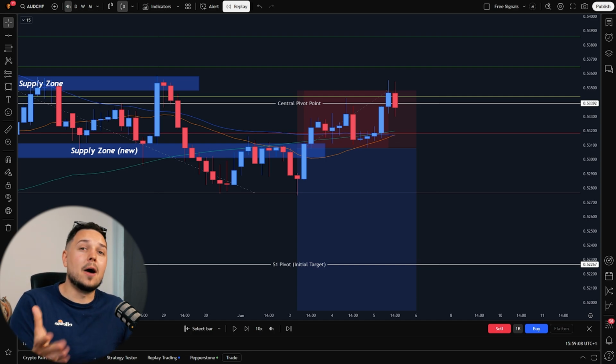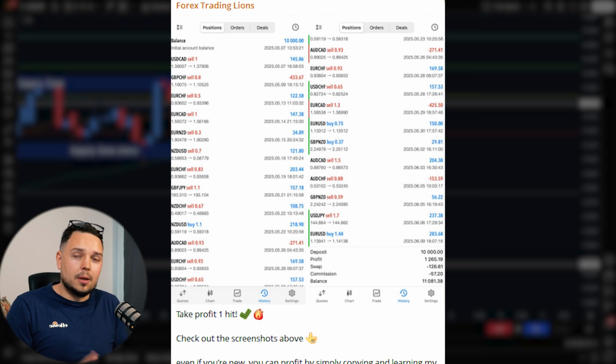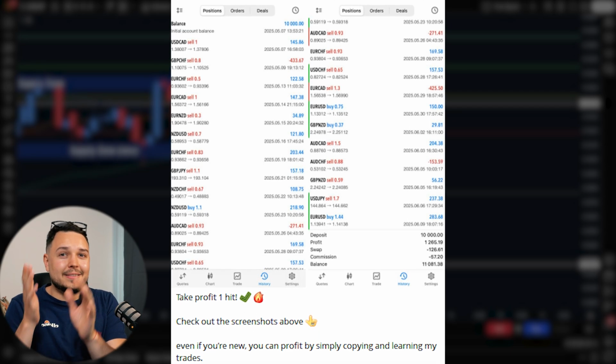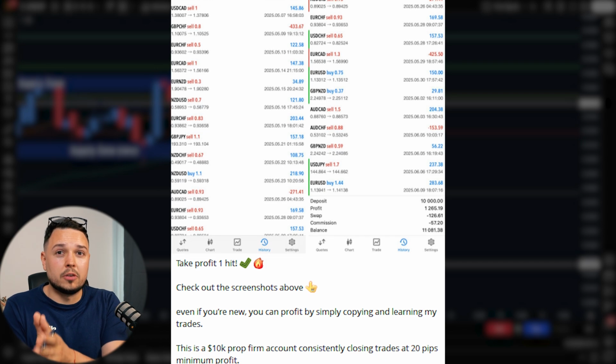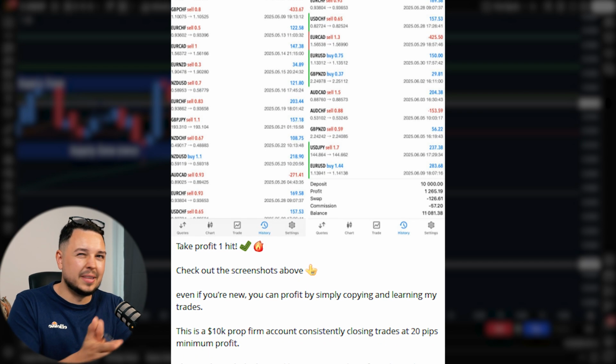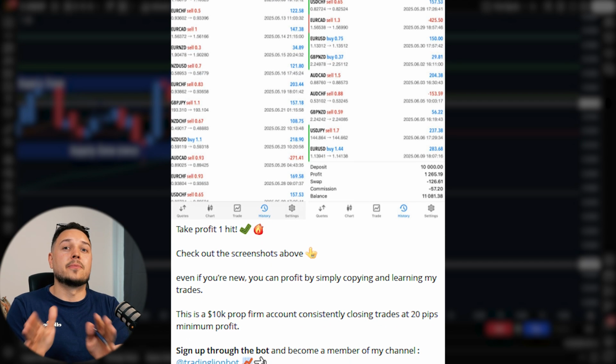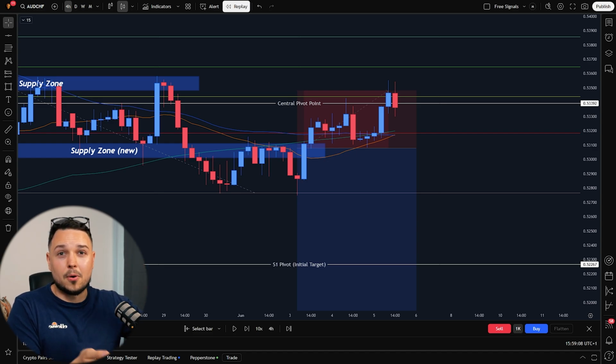I've got more powerful breakdowns coming out, and I would also like to flex a little bit. This is a 10k FTMO account, and I was simply closing the trades off at 20 pips only, the minimum target profit I have for my signals. And as you can see, the profits are there, and we actually passed our FTMO challenge.